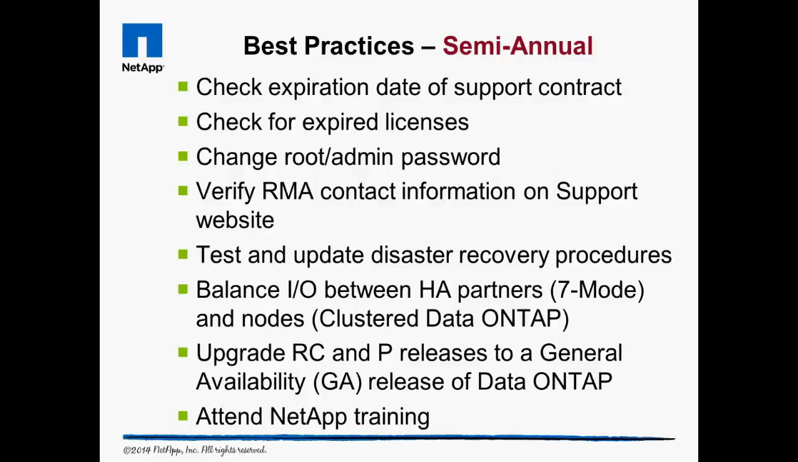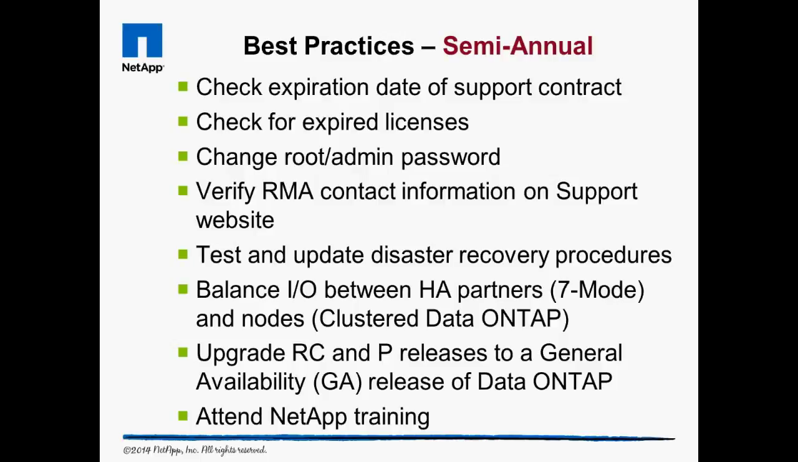Semiannual best practices. Check the expiration date of your support contract. The renewal process can take months, so start the process before it lapses and you find yourself without support coverage. If you have ever installed a temporary license, check to see if it has expired and either remove it or purchase a permanent license.